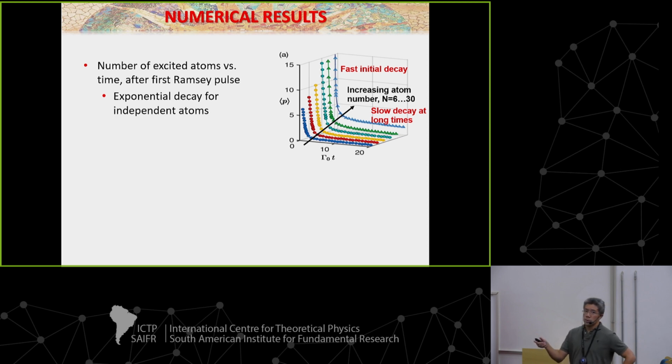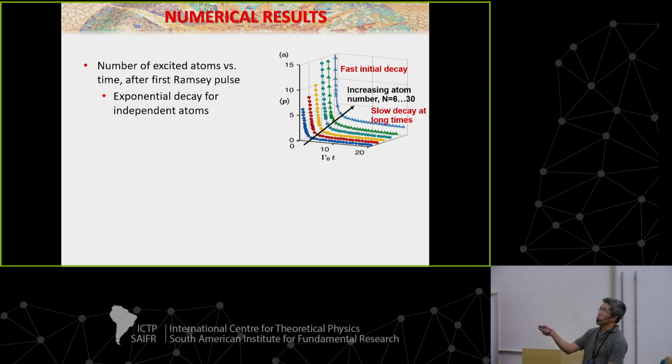In the Ramsey pulse, remember the first thing that you do is you excite half the atoms in a superposition. So you do this pi/2 pulse at time 0, and you create some atomic excitations. Here I'm plotting the number of atomic excitations on the vertical axis, and what I'm going to plot in time is the total excited state population as a function of time. If it was independent atoms, that population would presumably decay exponentially, and we could try to look for corrections to that.